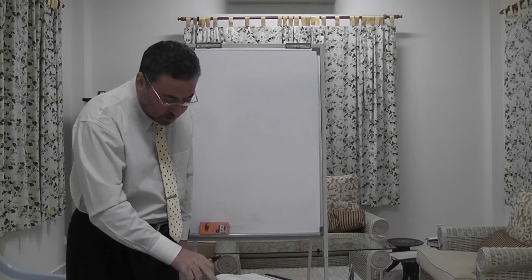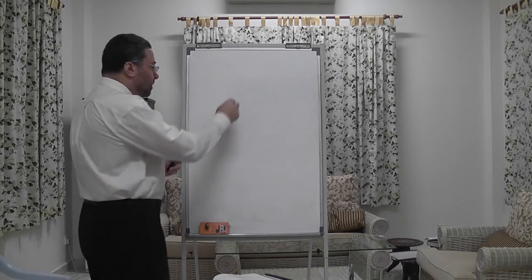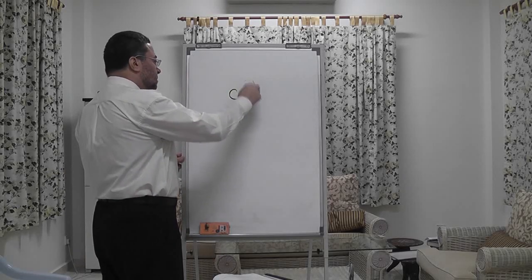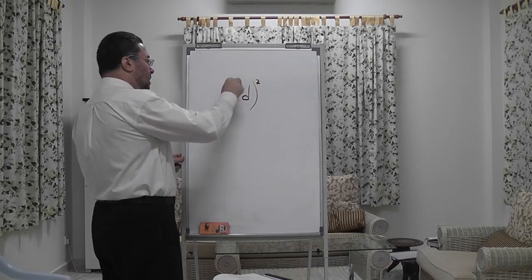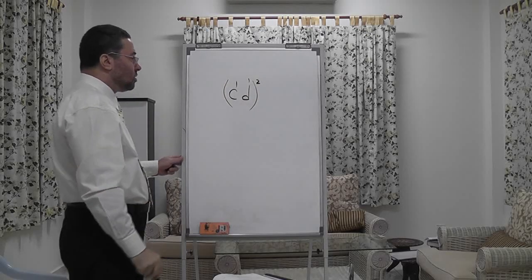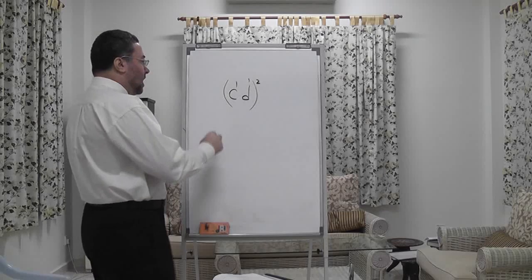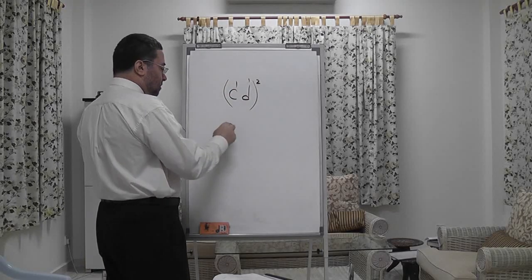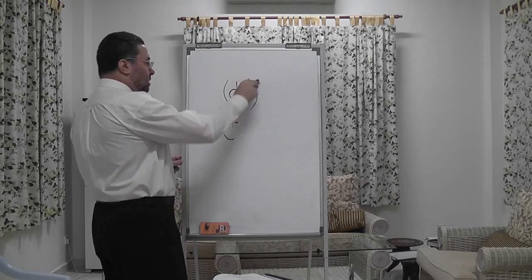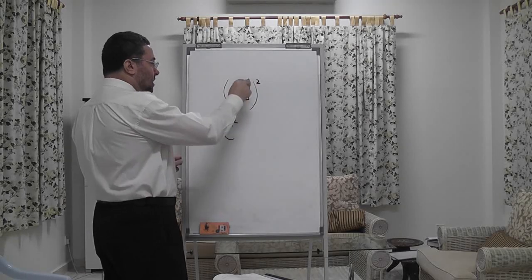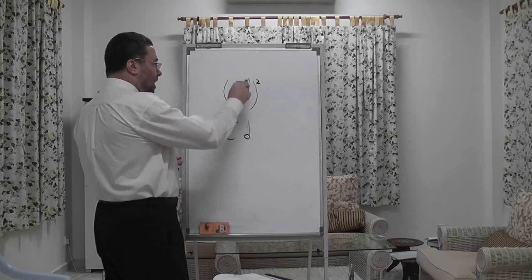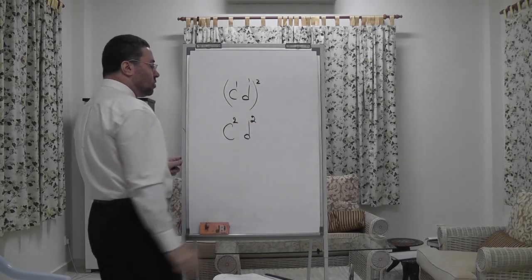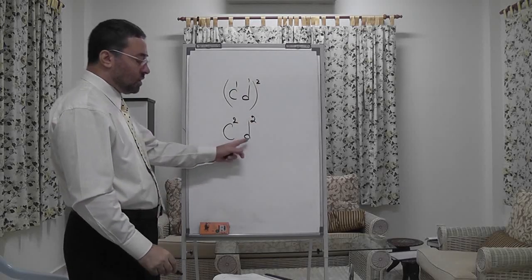Then we'll do number 9. Here each base is raised to the power 1. And now we are going to multiply the power of each base with 2. 1 times 2, that's 2, and d is raised to 1. We multiply 1 times 2, and that's 2. And the answer will be c squared d squared.